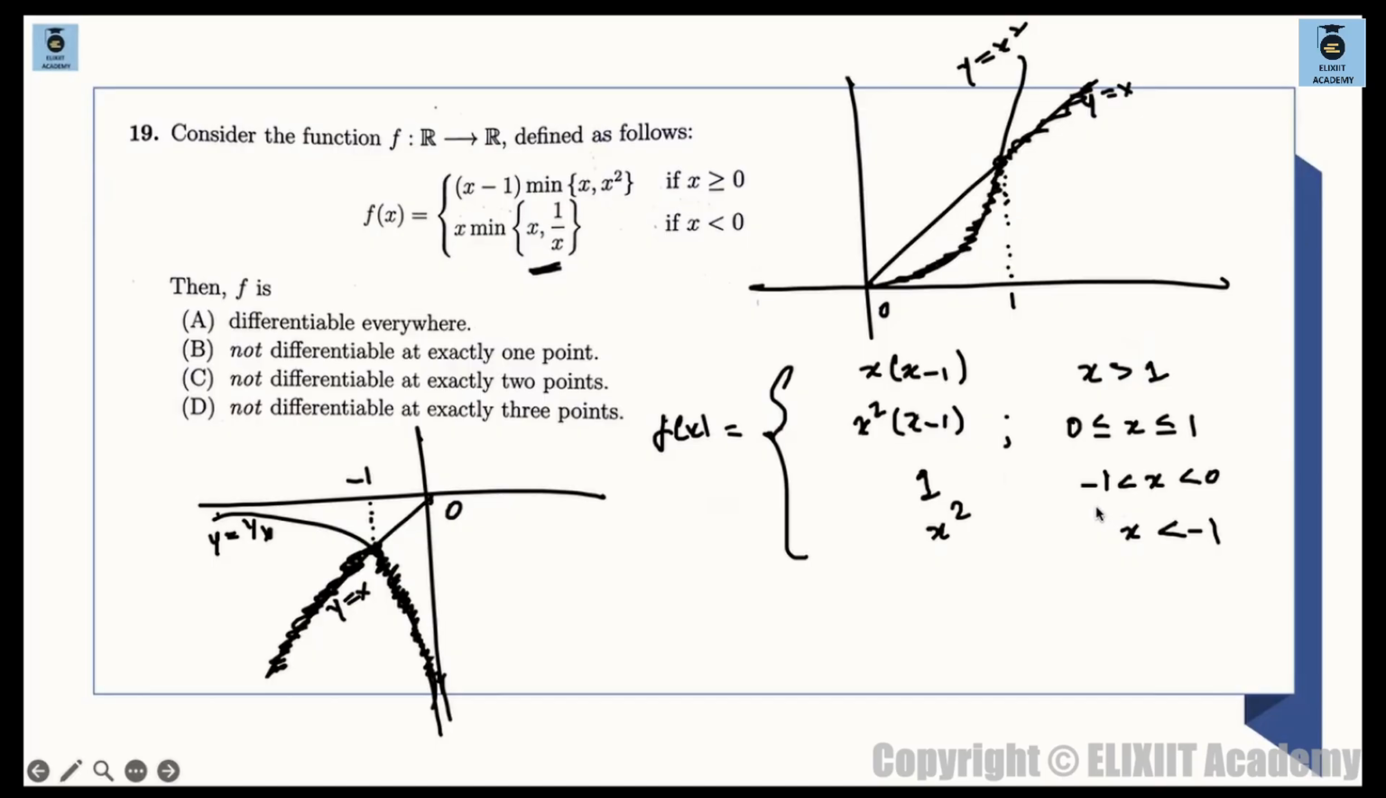So next we can check the differentiability at all these points. What are the points there? The concerned points are -1, 0 and 1. So let us check the limits once. At 0 plus, this branch will become 0 into 0 minus 1, meaning 0 only. So the limiting value at 0 plus is 0 and the limiting value at 0 minus is 1.